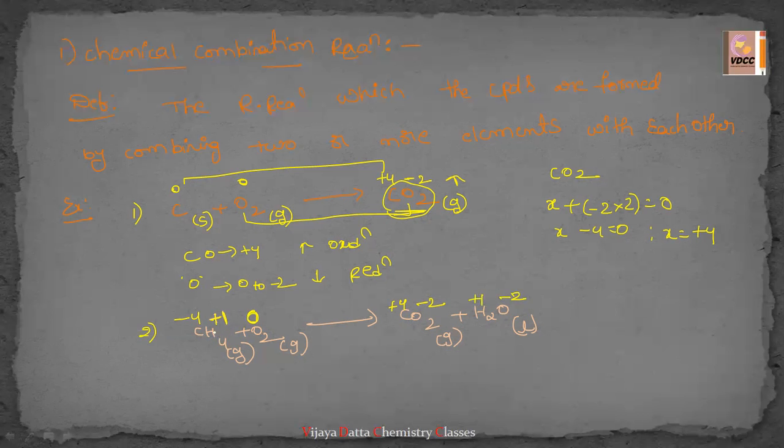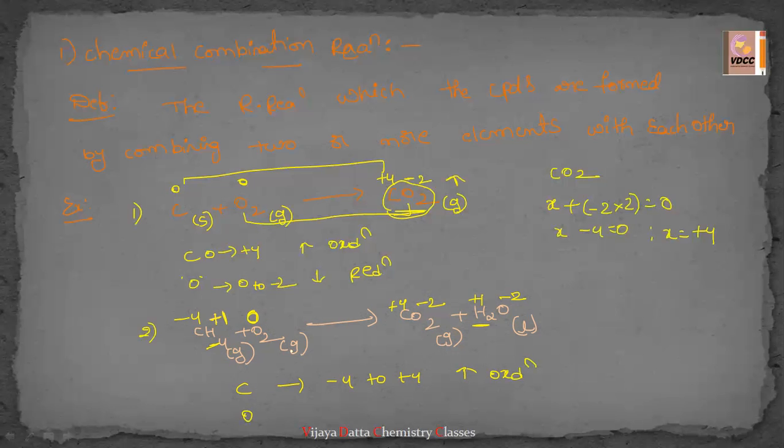So if you check here, there is no change in the oxidation state of hydrogen. Here hydrogen is plus 1, here also hydrogen is plus 1 only, there is no change. But coming to carbon, the carbon oxidation state changed from minus 4 to plus 4. So the oxidation state is increased. So oxidation has taken place.